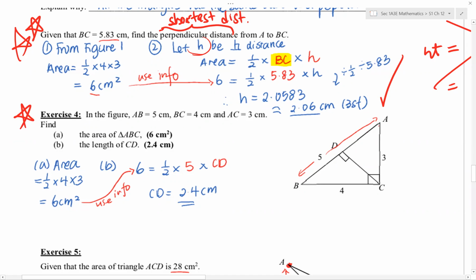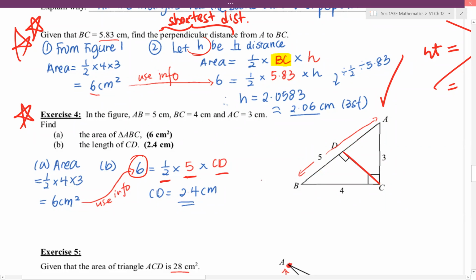So using the area, using your answer in part A, which is 6, area equals half times alternative base. Where is the alternative base? 5. Alternative base multiplied by its corresponding perpendicular height. The corresponding perpendicular height, in this case, will be CD, over here.